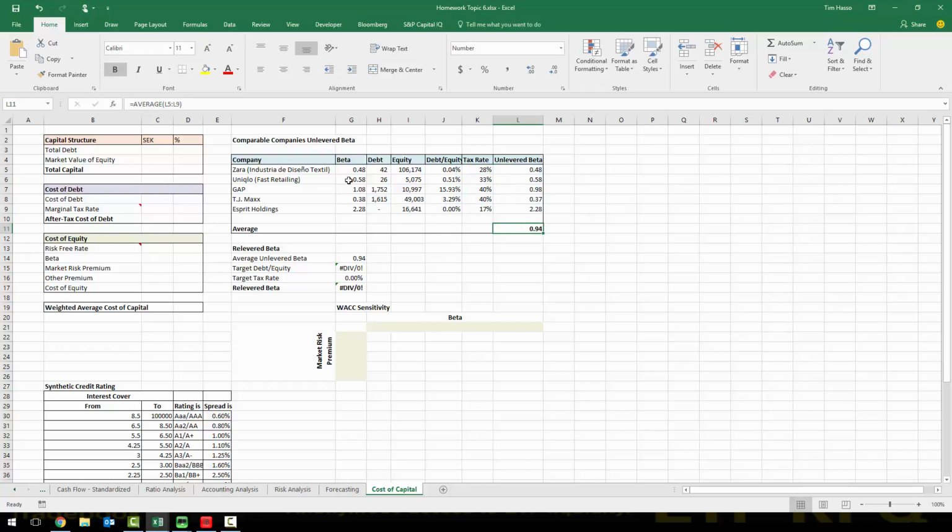Now again, you would have to do exactly the same process for all the other ones. What you'll probably notice is that the debt and the equity might all be in different currencies. For Zara, it's in euros.